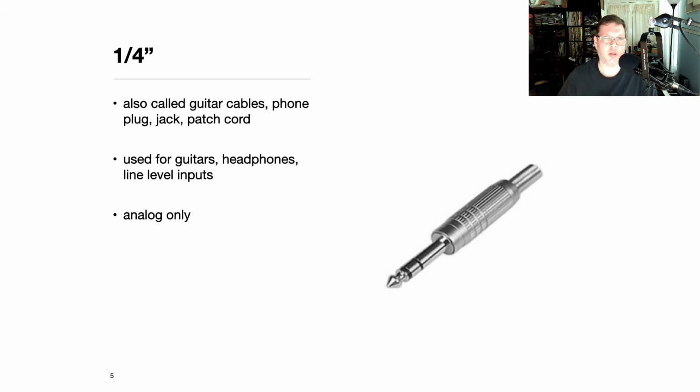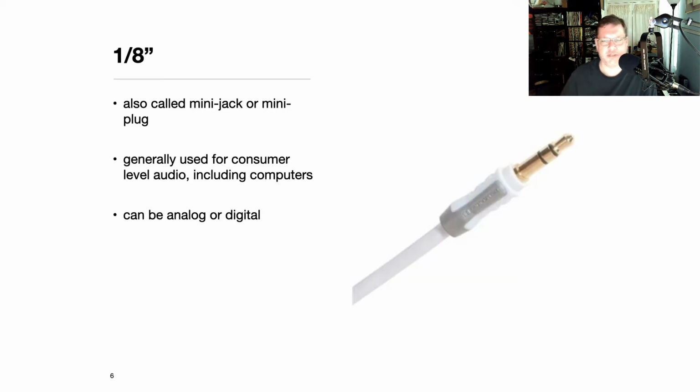This is a 1/4-inch plug, sometimes called a guitar cable or a jack cord or a patch cord or even a phone plug. Guitars, pro line headphones, line level inputs, things out of keyboards, those are the types of connections that go from my audio interface to my powered monitors on my desk. These tend to run analog only signals. And then there's the 1/8-inch version, which you probably recognize. That's the size from back when phones had headphone jacks.